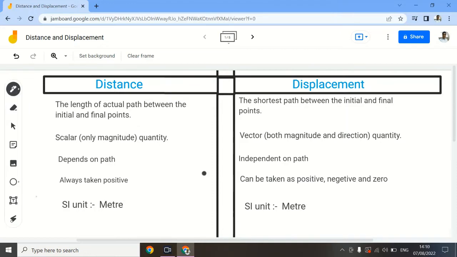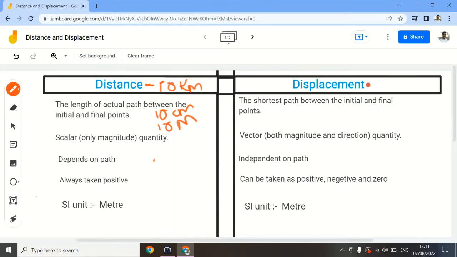Today we are going to discuss the topic of distance and displacement. So generally, what do we mean by distance? We mean distance as like kilometers, like 10 kilometer, or any type of unit like 10 centimeter, or 10 meter. So in common terms we mean this.